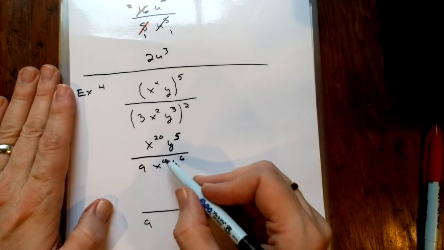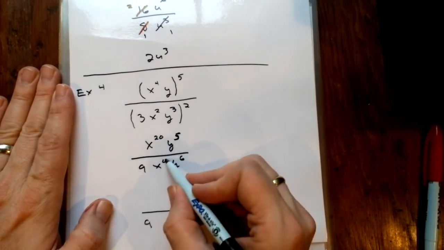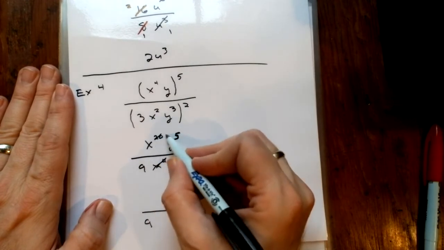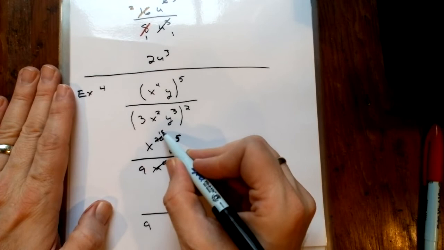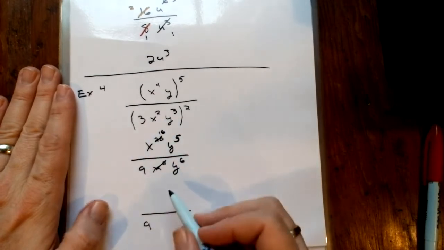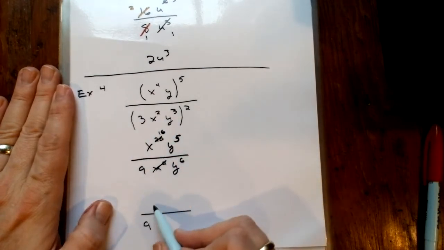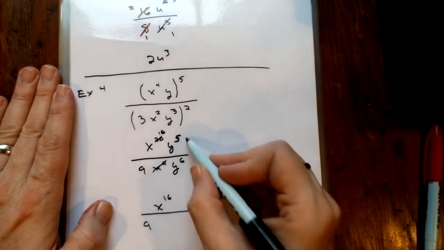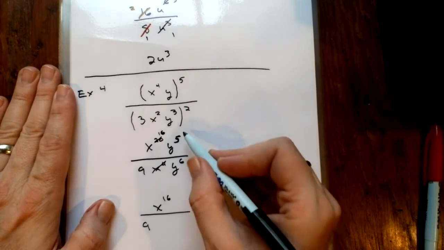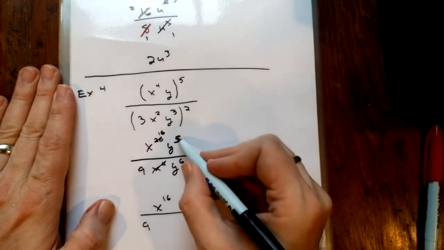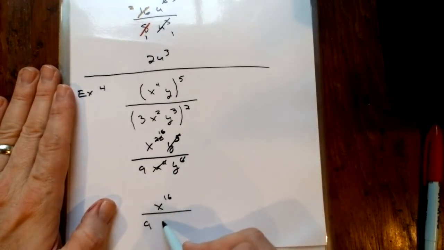Following our larger exponents, 20 minus 4 would be 16. So I'll have 16 for our exponent on the x up top. And then for our y's, I've got my larger exponent on the bottom. 6 minus 5 would be just a 1. So I'll just end up with a single y down below.